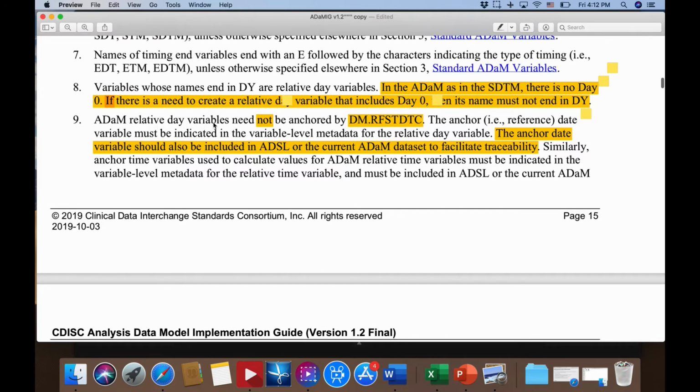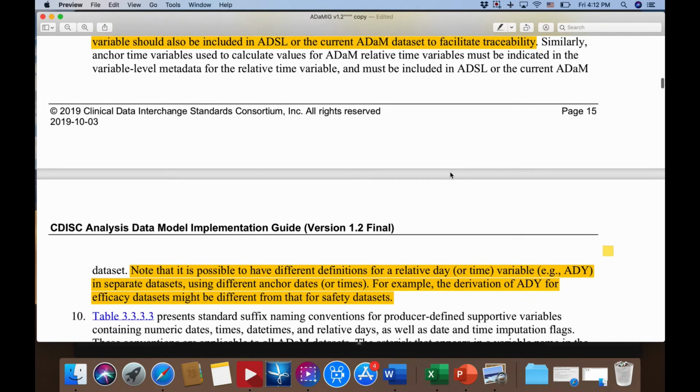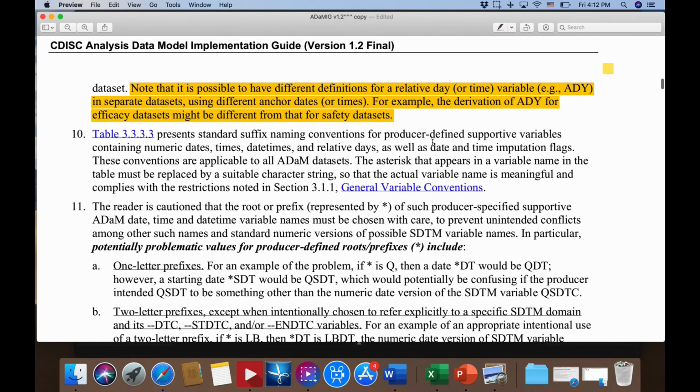For the ADaM relative day variables, we don't need to use these variables as the reference date. Okay. You can have different definitions for the relative day or time in different datasets. They don't have to be exactly the same definition for the relative days.